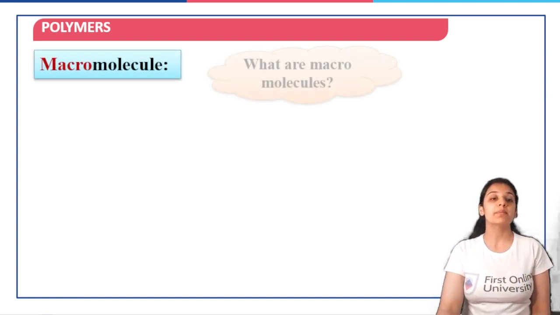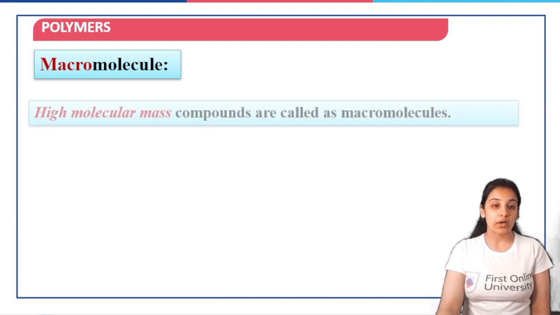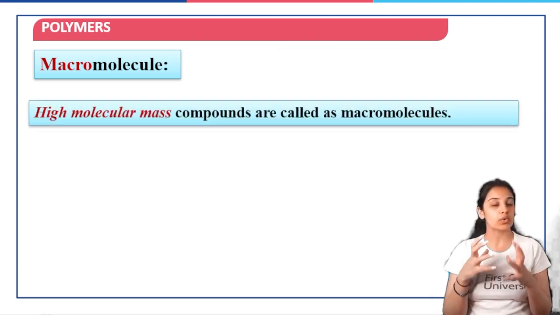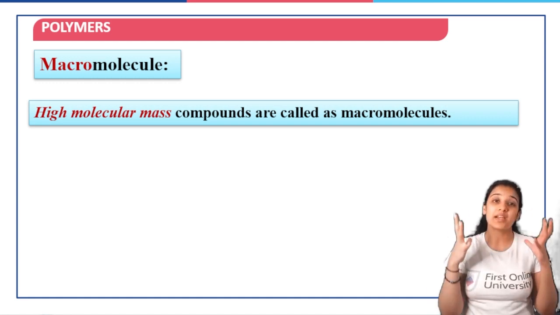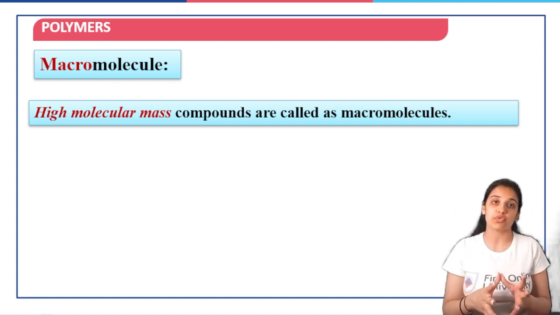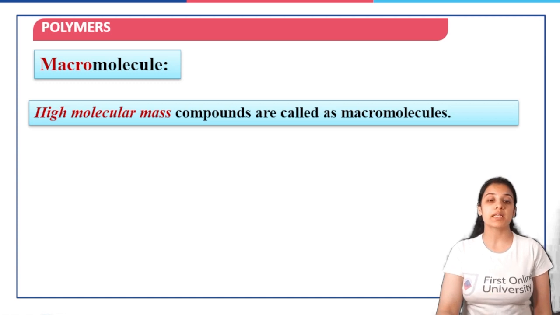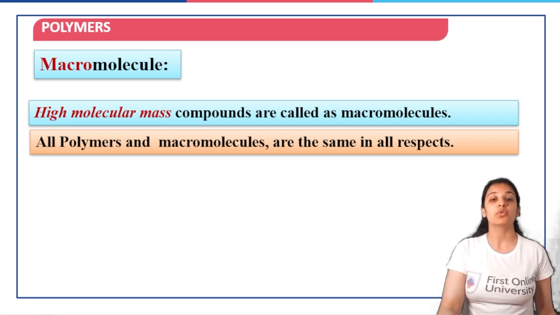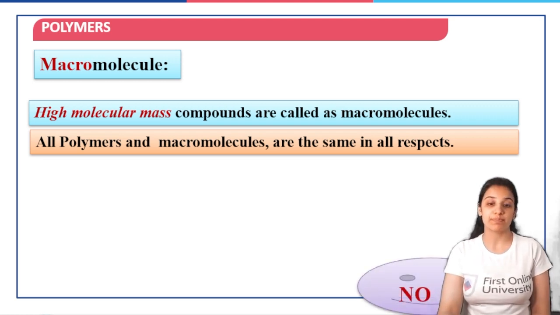Now, what do we mean by a macromolecule? A compound is definitely going to have a high molecular mass when it is a large molecule, right? So, high molecular mass compounds are called macromolecules. Are all polymers and macromolecules the same in all respects? Is that so? No.